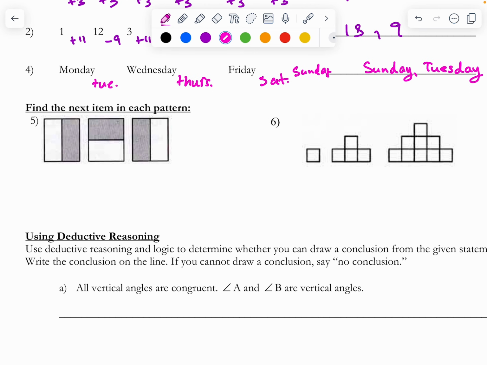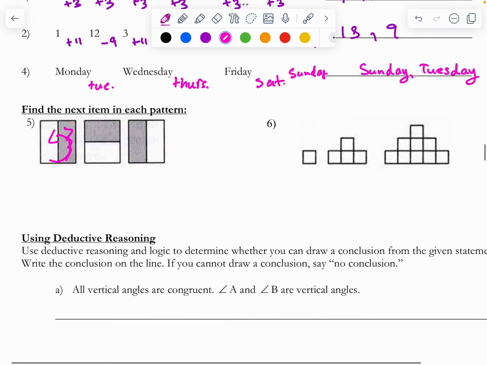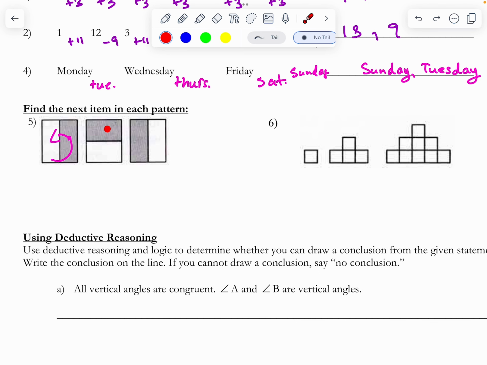Find the next item in each pattern. So these are a little bit odd. Not odd, but they're more spatial awareness, which is what we do in geometry. And we need to find the next item in each pattern. So notice that what is happening here, this is essentially being flipped 90 degrees counterclockwise. So that means it got turned 90 degrees. This shaded part became right side up. Then this is going to turn 90 degrees to have our shaded part on the left. Therefore, we turn this 90 degrees this way, still counterclockwise. Then my next pattern should hold.